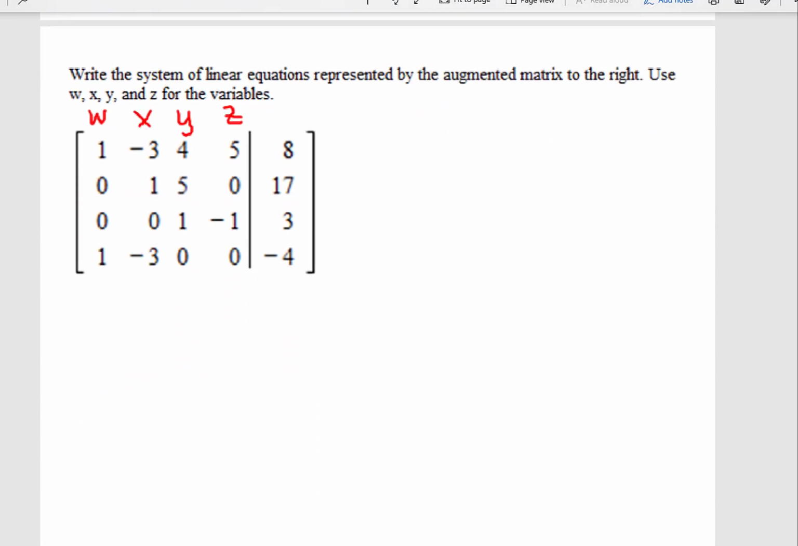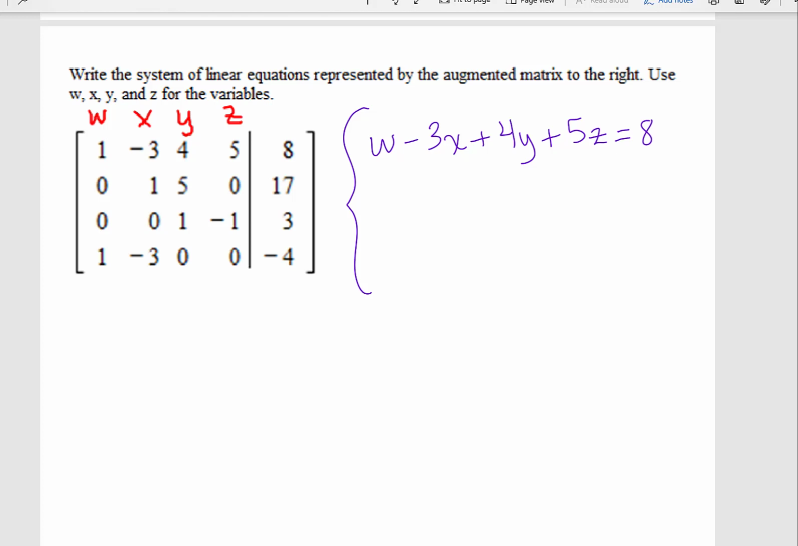All right, so notice that now this one has 5 columns, and that means that we have another variable in the mix, so we have a w. So now we're going to go the opposite direction. In that last problem, we went from the system of equations to the matrix, and now we're going to go from the matrix to a system of equations. So 1w minus 3x plus 4y plus 5z equals 8.